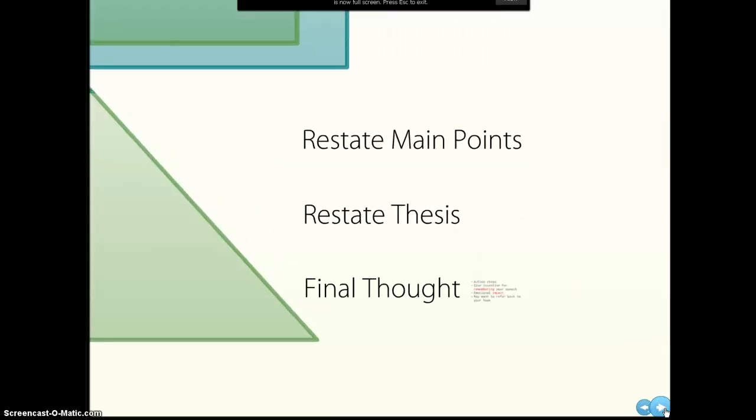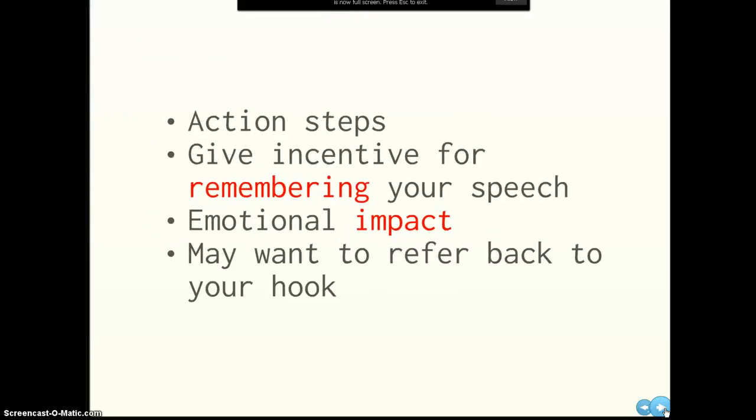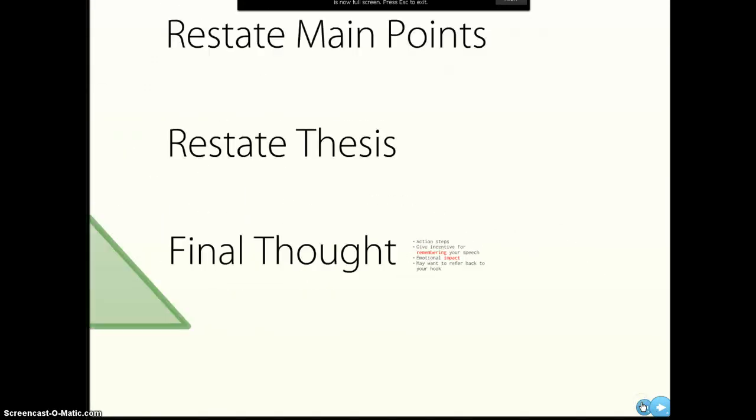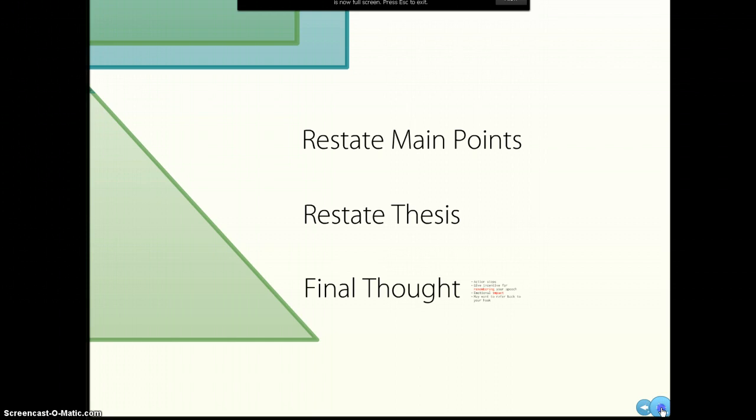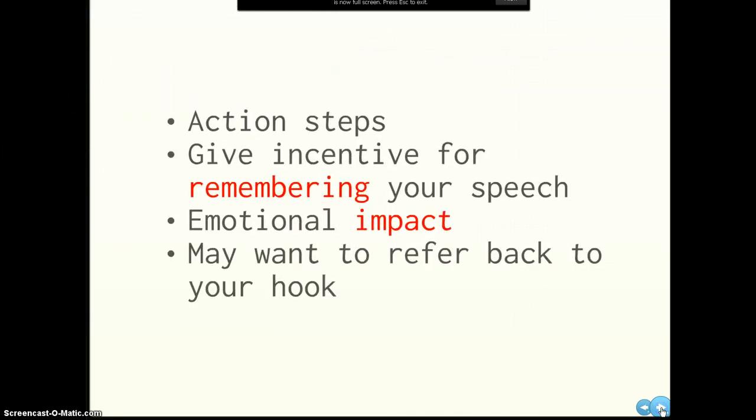So what are the parts of those? There are 3 parts of the conclusion: restate your main points, restate your thesis, and final thoughts. So restate main points, you're simply restating the main points again. You're restating your thesis in a slightly different manner. And your final thought is, think of it like the last words you want to get out there.